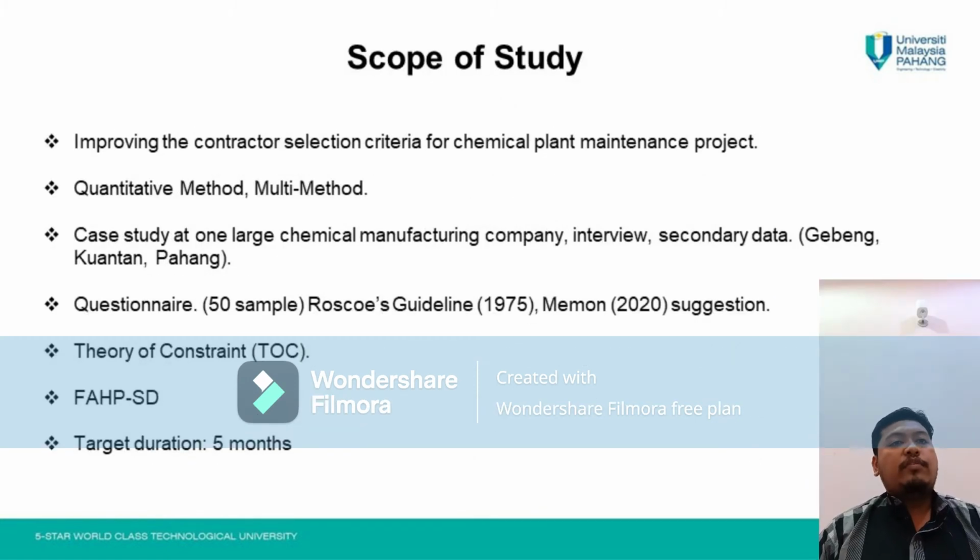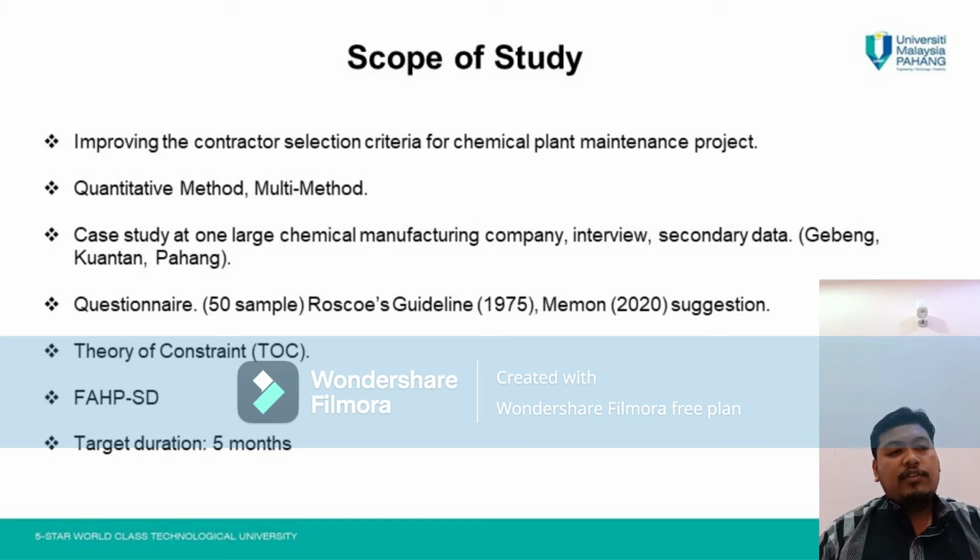Next is the scope of study. The study is to improve the contractor selection criteria for chemical plant maintenance projects. The method that will be used is a quantitative method and also multi-method. This multi-method includes a case study at one large chemical manufacturing company. This case study will conduct an interview at the company and review their secondary data.